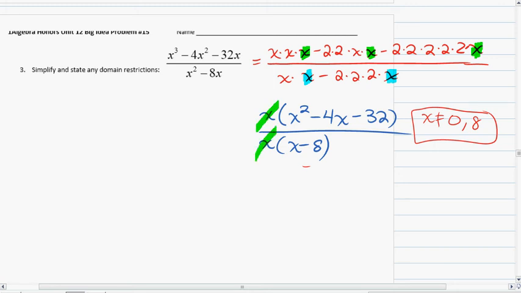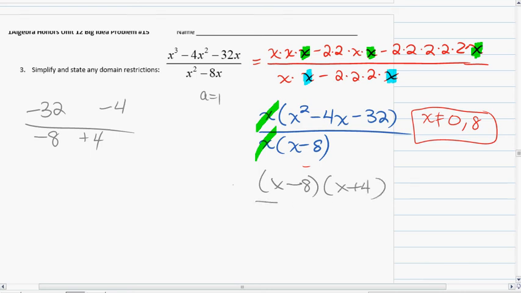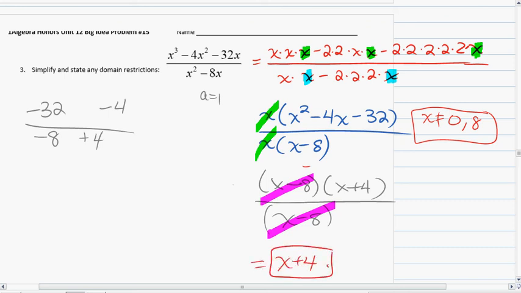But I'm not done yet. I'm not done simplifying. There's more simplification to do, because I can try to factor that. So I'm looking for things that multiply to negative 32 and add to negative 4, and I can only do that when my a value is 1, which it is in this case. So that would be negative 8 and positive 4, I believe. So that factors to x minus 8 times x plus 4, over x minus 8. How convenient. We can now simplify x minus 8, and we're left with x plus 4, where x cannot be these values.